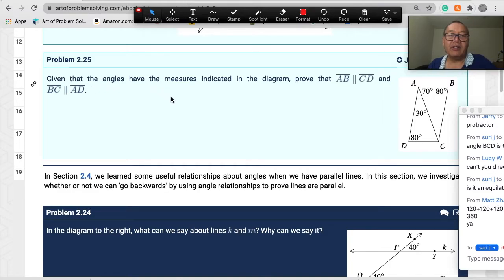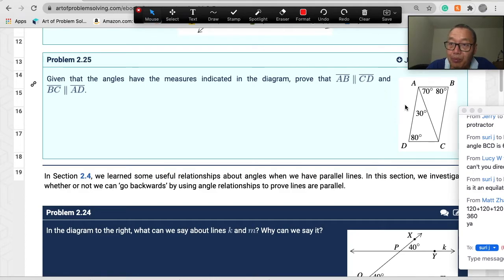Given that angles have the measure indicated in the diagram, in this one, you are asked to prove AB parallel with CD, and also prove BC parallel with AD. Here in geometry, this one is very powerful. Also it's very interesting.